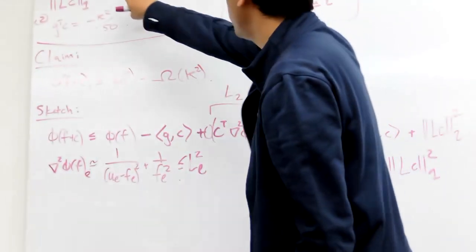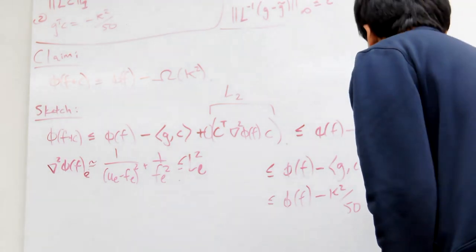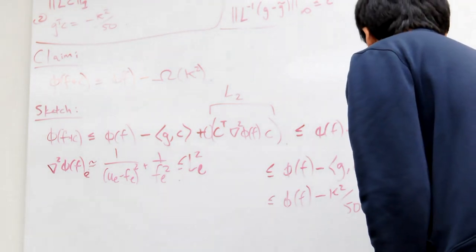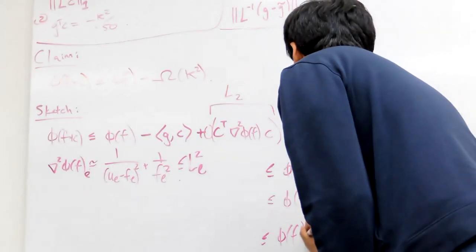So now remember, this is kappa squared over 50. And then this term, remember that the ratio is kappa, right? So this is going to be like kappa over 50 squared, big O, I'm not going to write that, which is at most that minus omega.